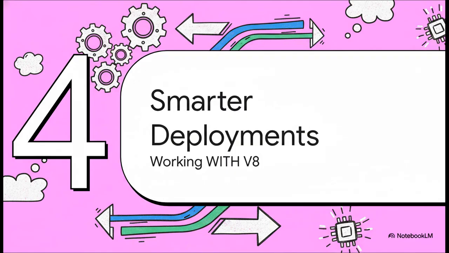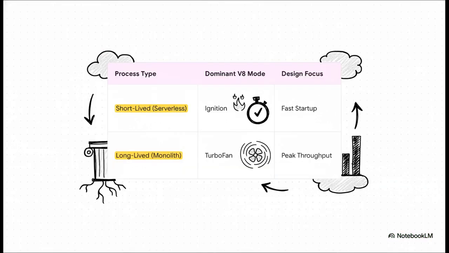So how did they fix it? This is the best part. They didn't even touch the application code. Instead, they completely changed their deployment strategy to work with V8's behavior, not fight against it. The right way to think about this is to match your system to V8's strengths.